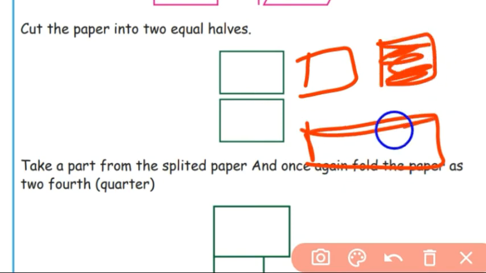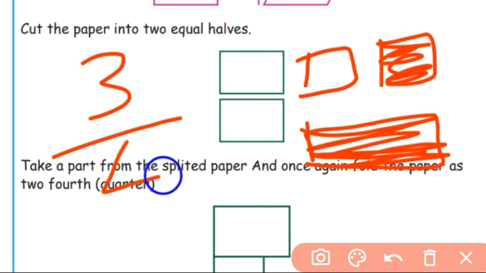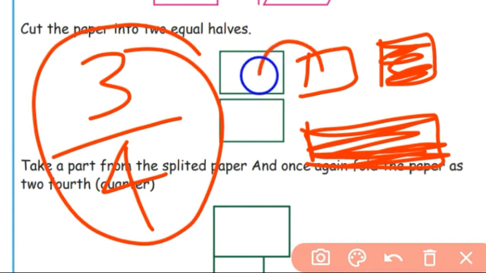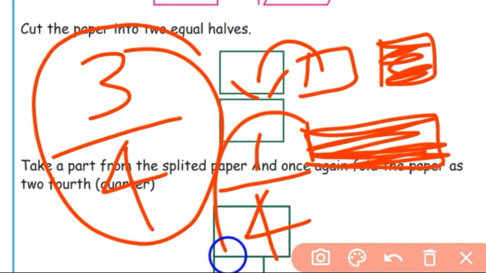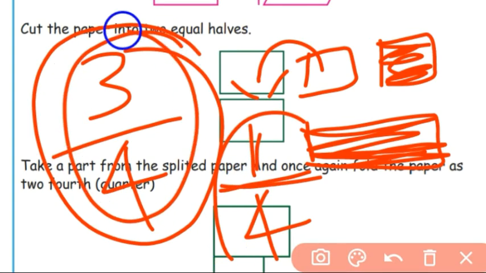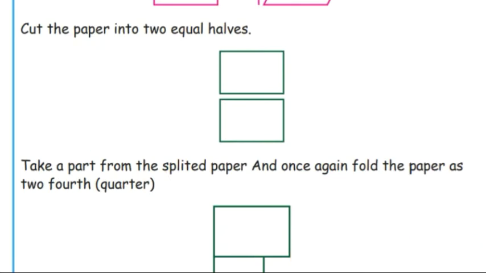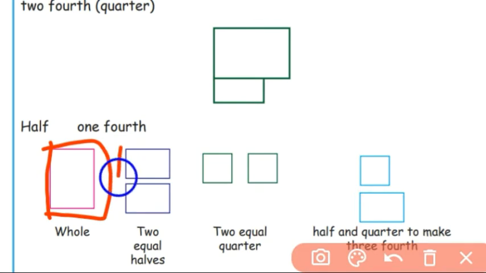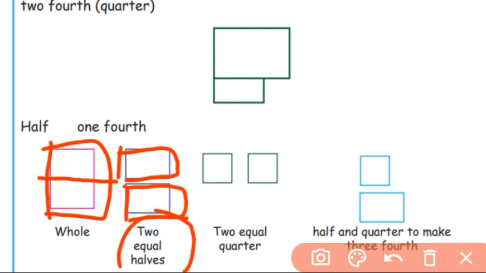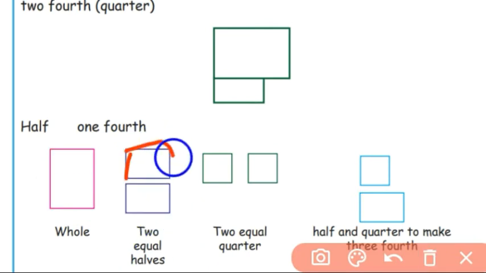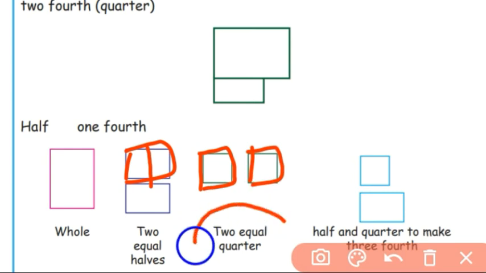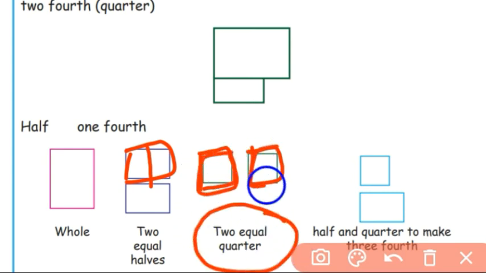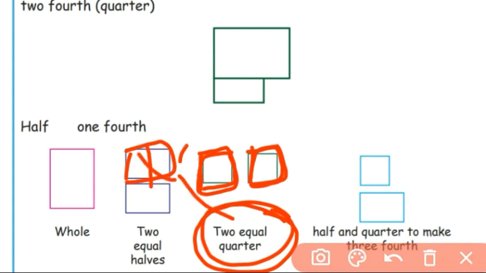This is 3 by 4, 3/4. This is 1 by 4. 1 by 4 means quarter. This is 3/4. See, this is a whole and this is 2 halves. If you cut this paper, you will get 2 equal halves. This half, if you cut into 2 equal parts, you will get like that. This is 2 equal quarters. 2 equal quarters mean 1 half.